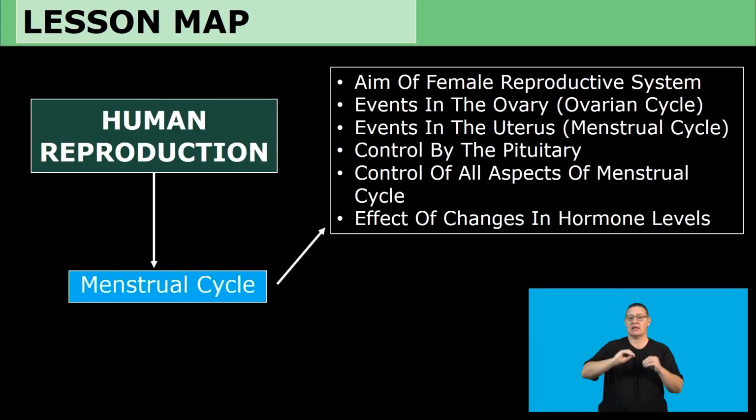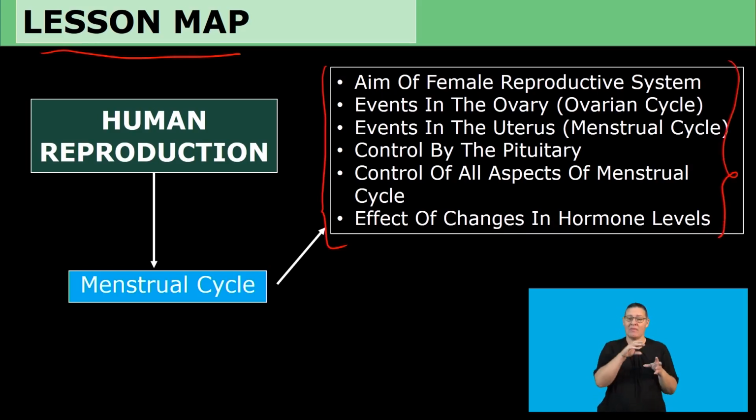This is our lesson map of the menstrual cycle. So basically, these are the indicators that we are going to engage and deliberate on.